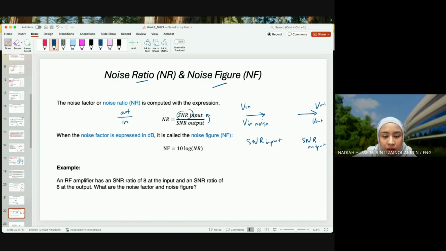So this is noise ratio, and when the noise ratio is expressed in dB, it is called noise figure, NF. For this one we use 10.